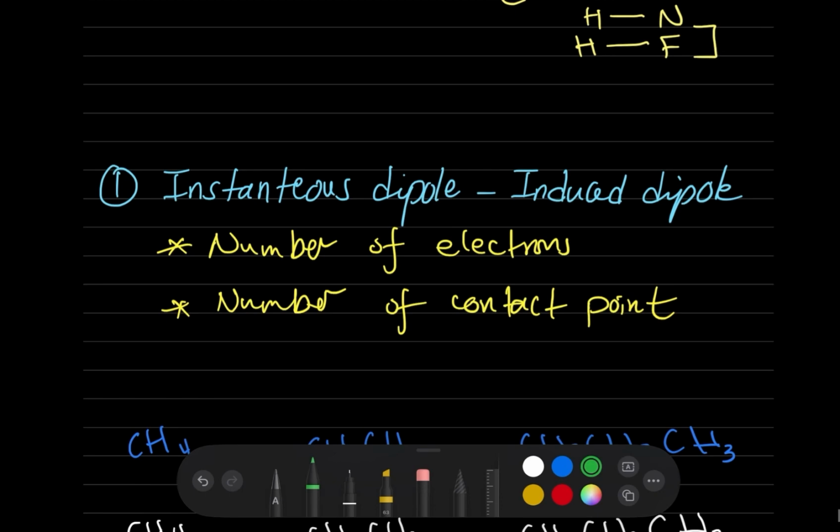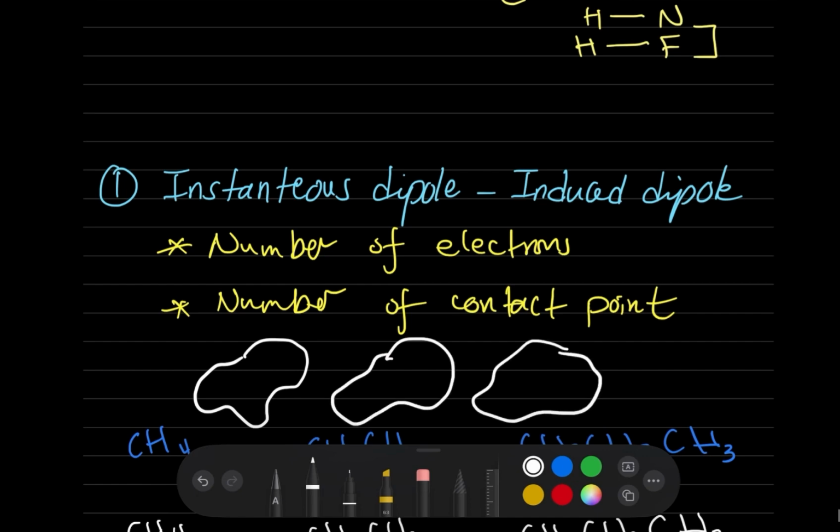How does this type of interaction occur? I want to give you a good example. Suppose that you have a small molecule. We have another molecule in here. We have another molecule, and we have another molecule. And we have interactions between these molecules.